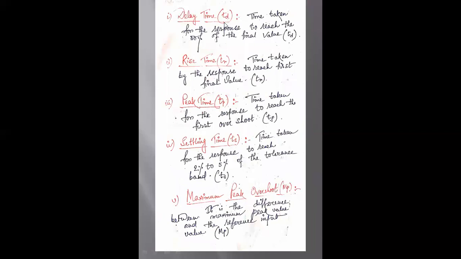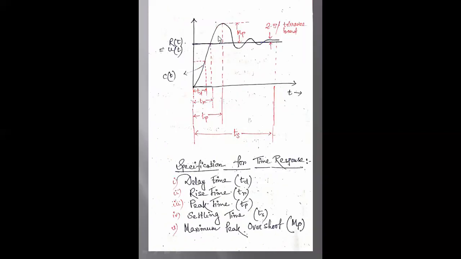The definition of the delay time is the time taken for the response to reach 50% of the final value. The final value of that response is this one. Time taken to reach 50% of that final value is called td. This is the time axis and this is the output axis, and this is r(t) equal to u(t), that is, the unit step input is given. So the time taken to reach 50% of the final value is known as td, the delay time.